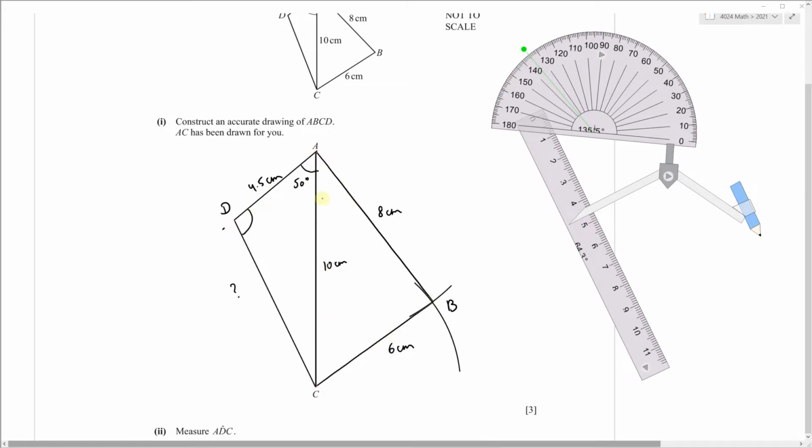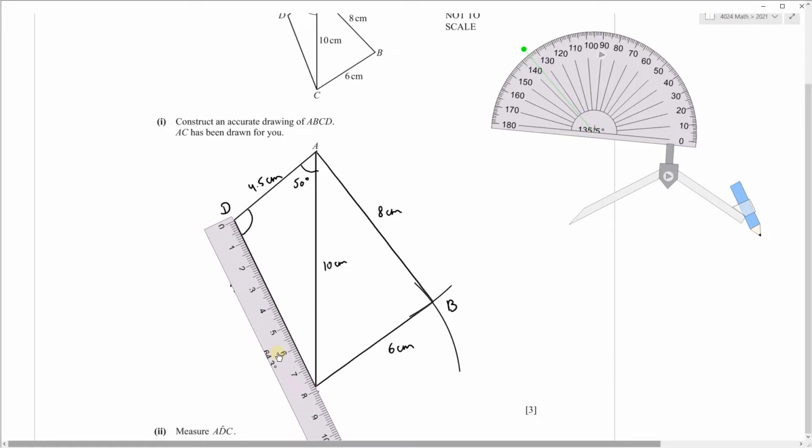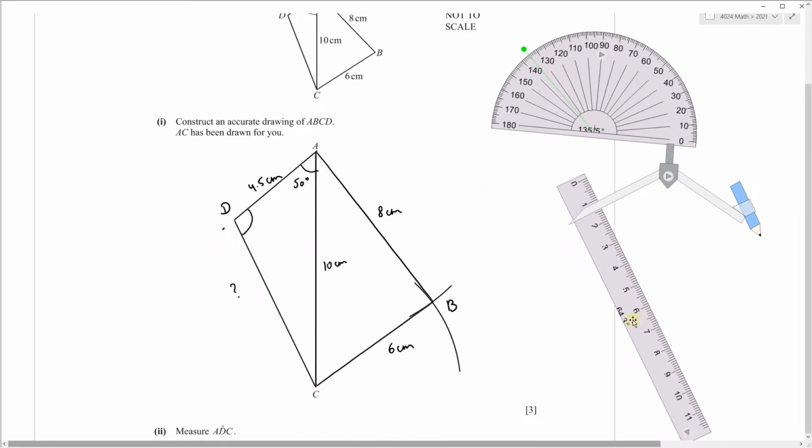You don't have to add this because this is not the outer boundary of this quadrilateral ABCD. So perimeter will be CB plus BA plus AD plus DC. So DC is the only unknown. So let's measure that. If I place my 0 here, it's almost 7.9 centimeters. So DC is 7.9 centimeter.